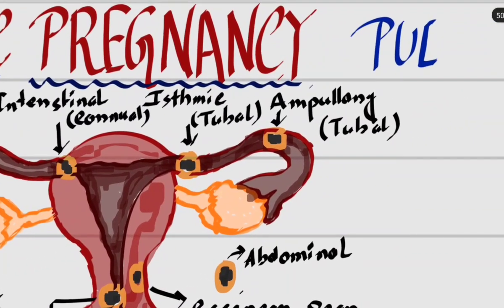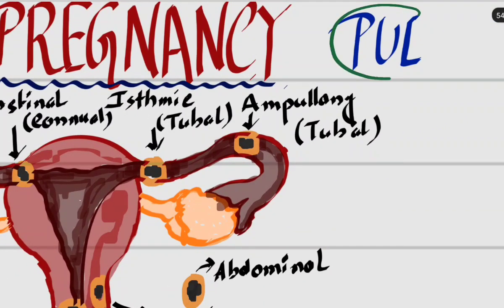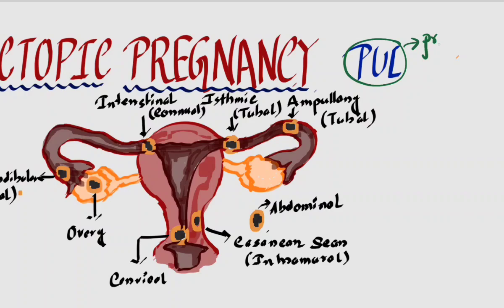Ectopic pregnancy is defined as PUL. So what is PUL? PUL means pregnancy in unknown location. So, in normal pregnancy, implantation occurs in the intrauterine cavity. This is the intrauterine cavity. So, in normal pregnancy, implantation occurs in this area.